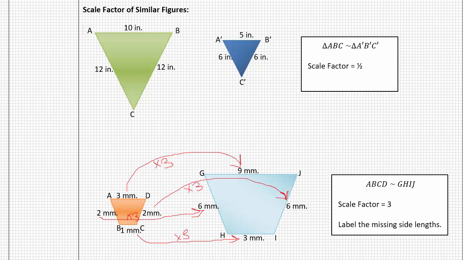How'd you do? Well, if you took each of these side lengths and multiplied them by the scale factor of 3, you would have found their corresponding side lengths. So scale factor is how we describe the relationship between the measurements of corresponding sides on similar figures.